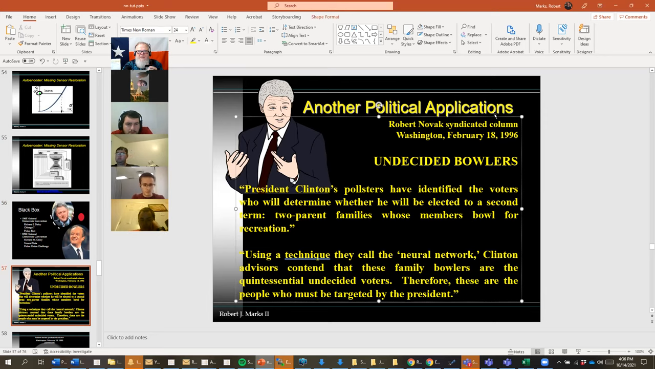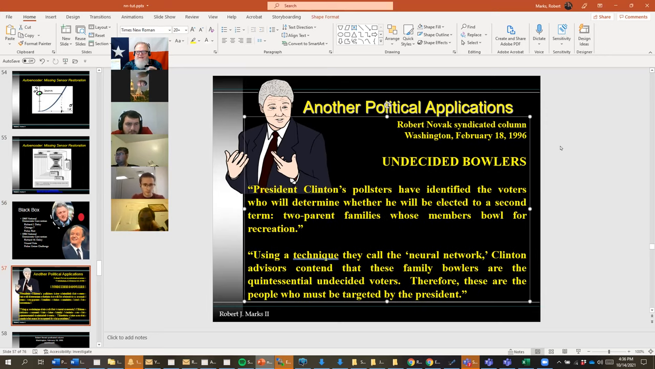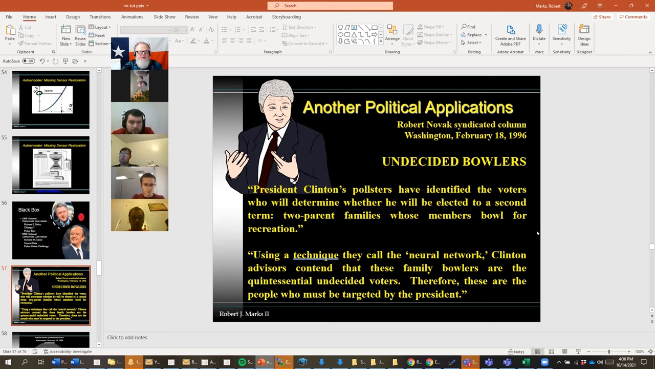How did they do this? I don't know how they did this. Again, I know the man that did this. He was kind of a charlatan in the area of neural networks, gave neural networks a really bad name. But, you know, people believe this. And Novak goes on in the second paragraph, using a technique they called the neural network, Clinton advisors contend these family bowlers are the quintessential undecided voters. Therefore, these are the people who must be targeted by the president in his campaign.